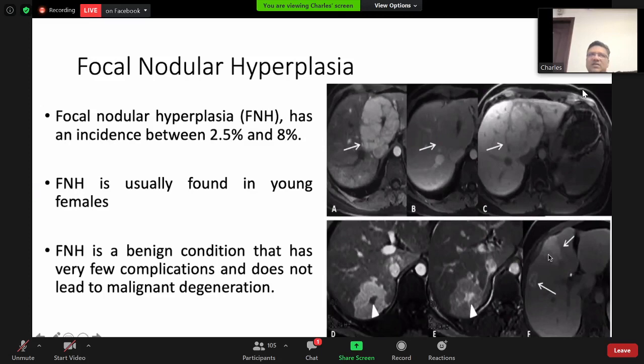When you image in the hepatobiliary phase, that's around 20 minutes after the injection of the contrast. So here you can see this is the hepatobiliary phase, and this tumor is retaining contrast. So this is one of the differentiating features between FNH and the hepatocellular adenoma. Hepatocellular adenomas appear hypo in the hepatobiliary phase, whereas FNH appears iso or hyper.